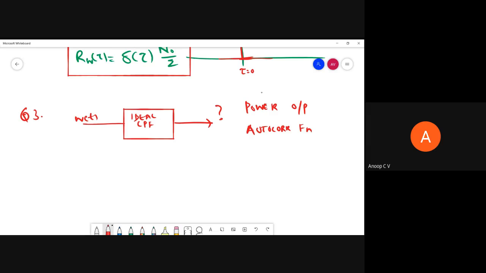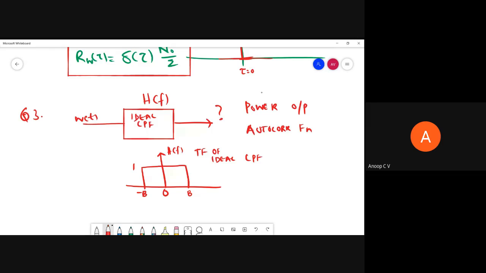So we have an ideal low pass filter. Its transfer function I can write as H of f. Its transfer function will be something like this. If it is an ideal low pass filter of bandwidth B, it will allow frequency contents from minus B to plus B, and the gain during that pass band will be unity. So this is H of f, the transfer function of the ideal low pass filter, and outside the pass band it is equal to 0.